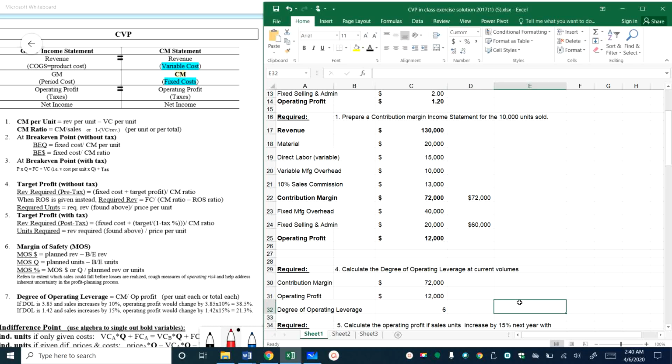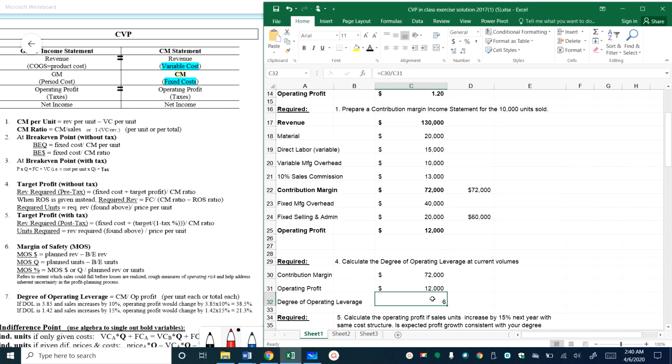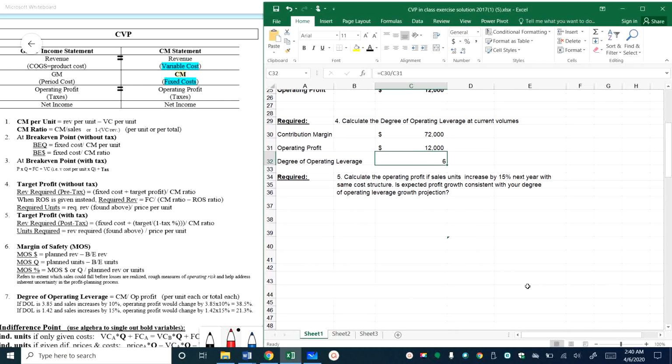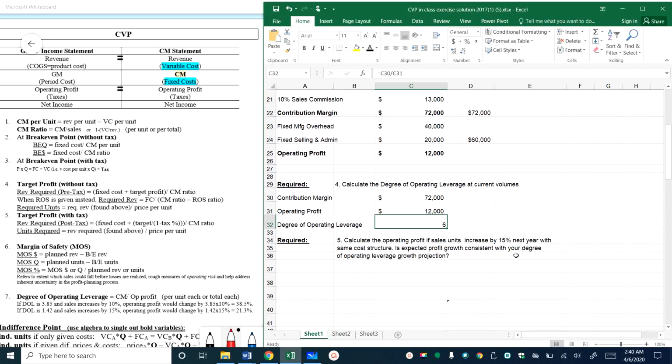Okay, so again, we know that this degree of operating leverage times the increase in sales will give us the increase in operating profit. So remember, I'm just going to write down equals 6 just to keep us reminded, and I'm going to get rid of these.